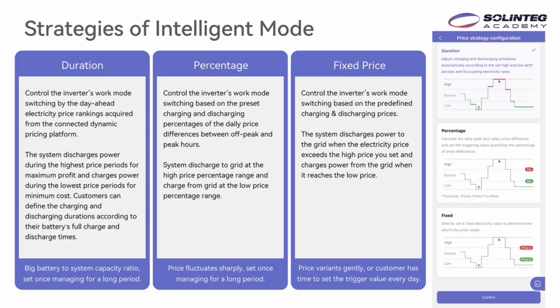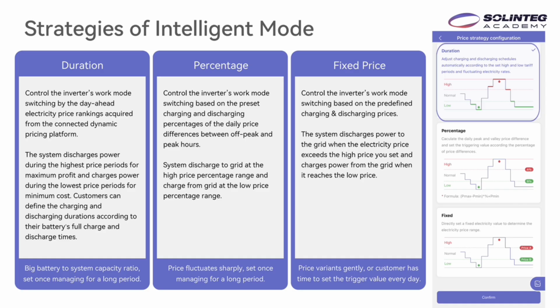Next, let's see the strategies we have under the intelligent mode. These strategies are all based on the day-ahead price ranking, but the key point is that users can actively set the rules based on their own habits. Let's look at the first one. The first strategy is duration. This strategy means users can decide how long they want to charge or discharge the battery by setting the time period.